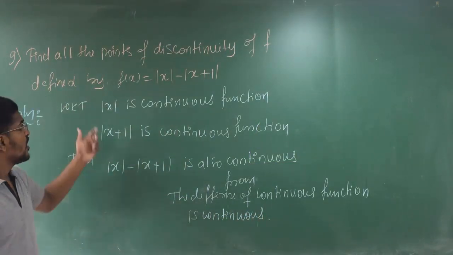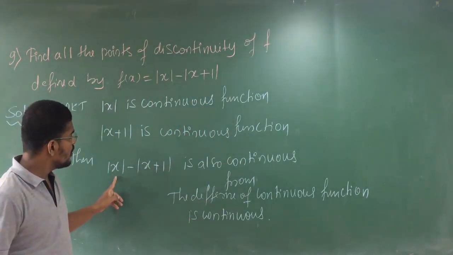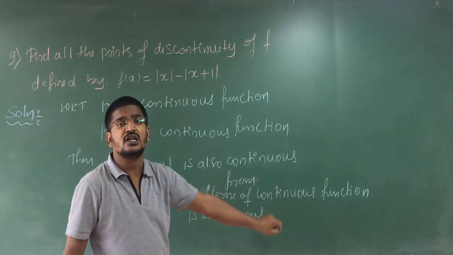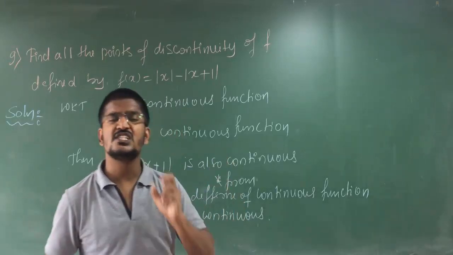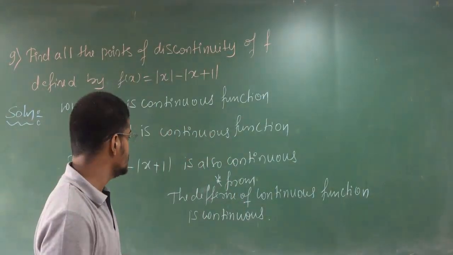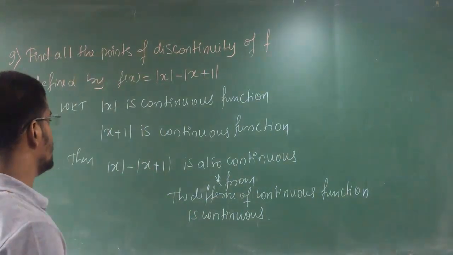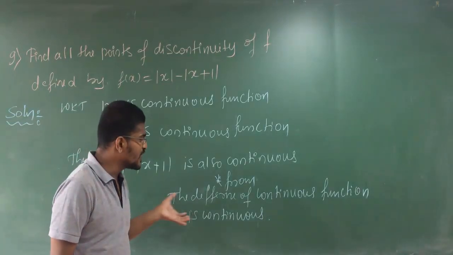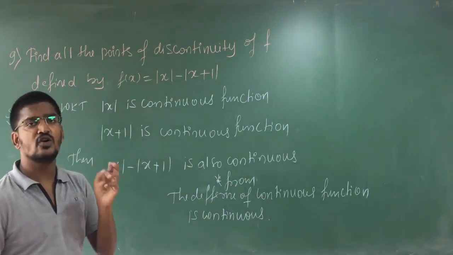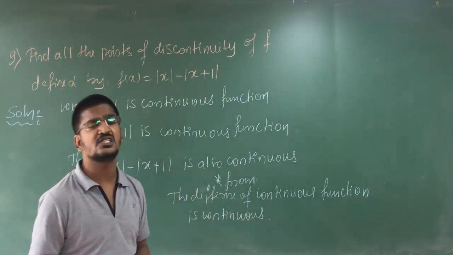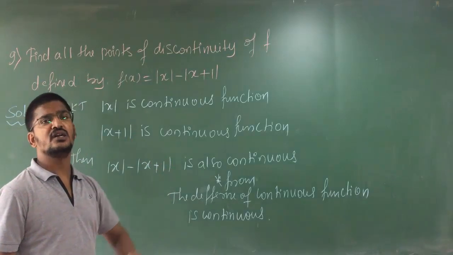That means mod x is a continuous function, mod of x plus 1 is a continuous function, then mod x minus mod of x plus 1 is also continuous from, see this, the difference of continuous functions is again a continuous function. This is a theorem. Clear? The difference of continuous functions is again a continuous function. It is sufficient if you write this much in your exam. There is no need to prove the theorem. Clear? If they ask this problem, there is no need to prove the theorem. You just write the difference of continuous functions is a continuous function. Hence, mod x minus mod of x plus 1 is also continuous.